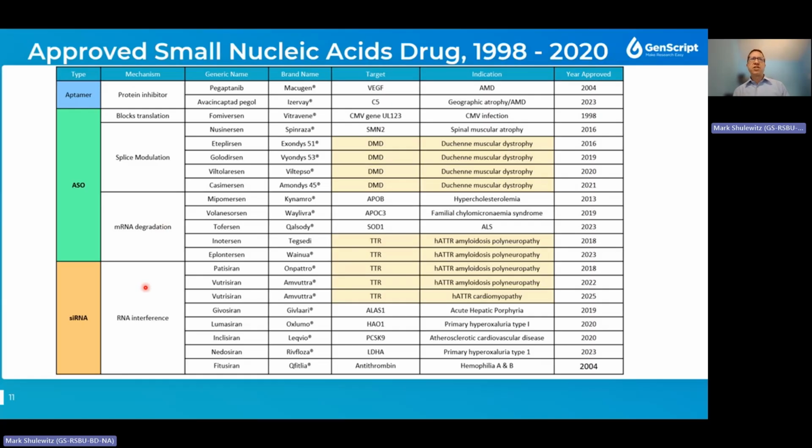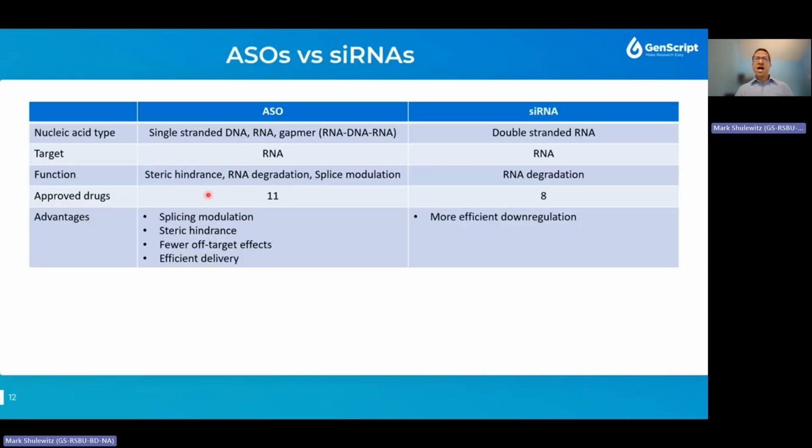So this raises a good question. When should you choose an antisense oligo, and when would you choose an siRNA? To help make that decision, I put together this table. This shows the differences and similarities between antisense oligos and siRNA.